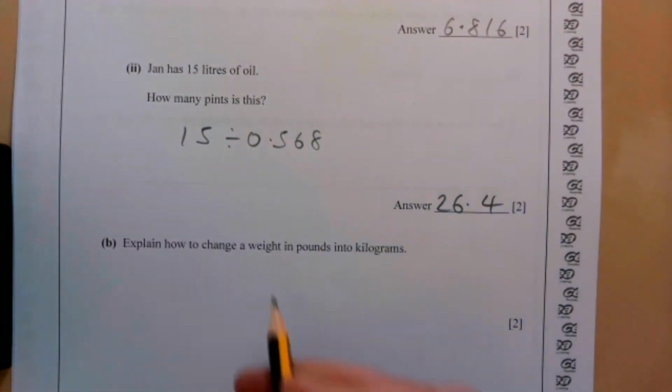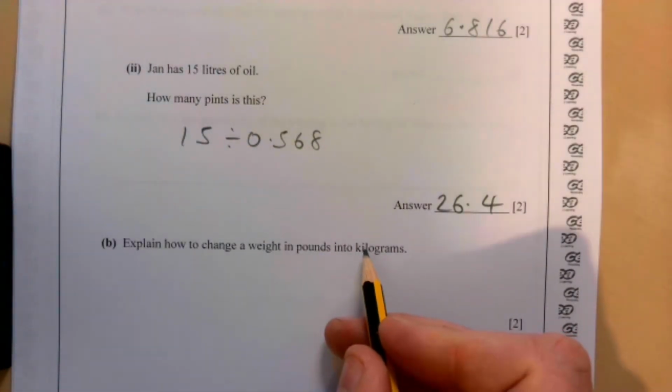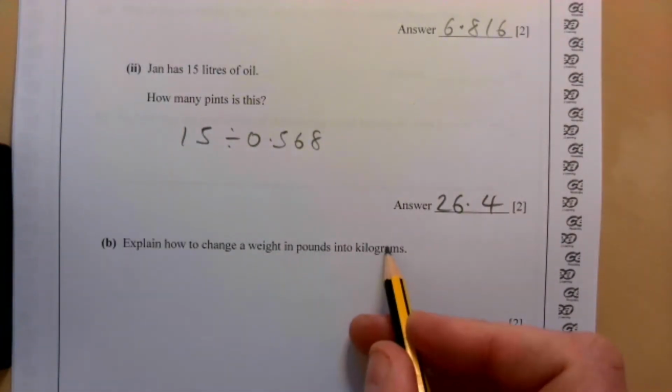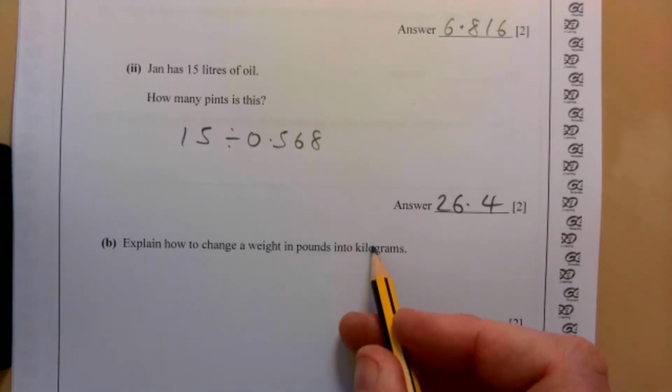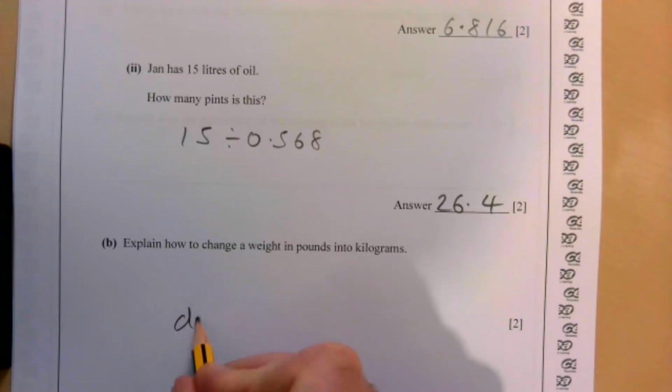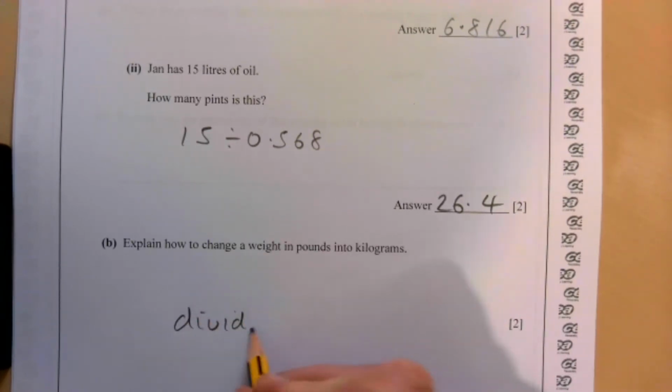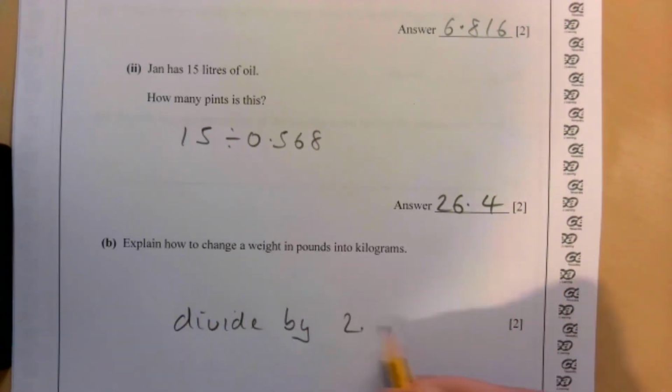Explain how to change the weight in pounds into kilograms. Well, there's generally 2.2 pounds in a kilogram. So we would divide by 2.2. But 2.2 is the number that we need to remember.